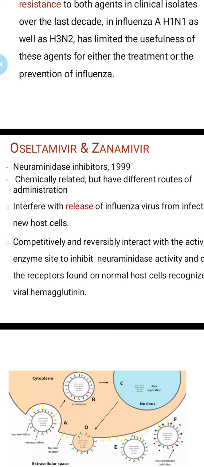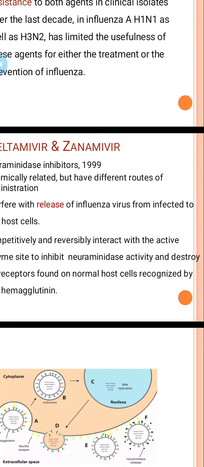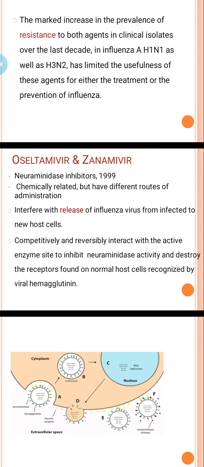These are the neuraminidase inhibitors, discovered in 1999, and they are chemically related but have different routes of administration. They interfere with the release of the influenza virus from the infected cell to a new host cell. So there is inhibition of the release. Uncoating is inhibited by amantadine, which inhibits the M2 protein, whereas oseltamivir, by inhibiting the neuraminidase, inhibits the release of new influenza virus from the infected cell so that they are not infecting the new host cell.